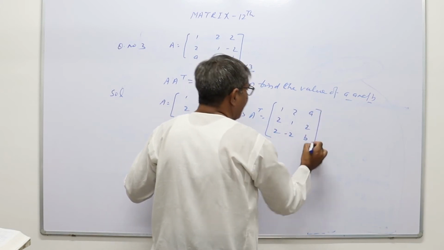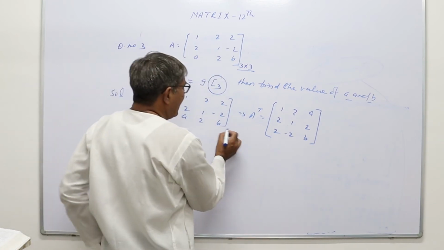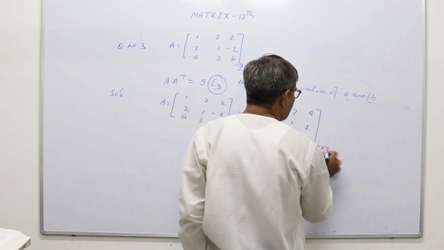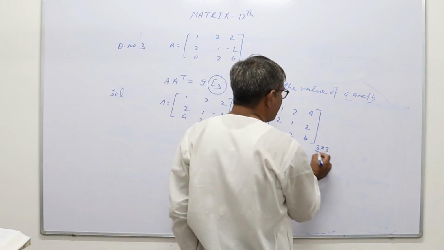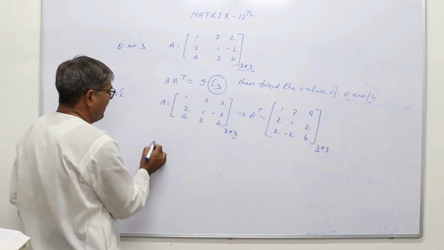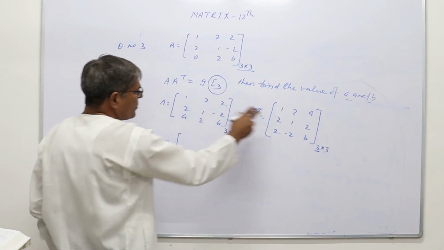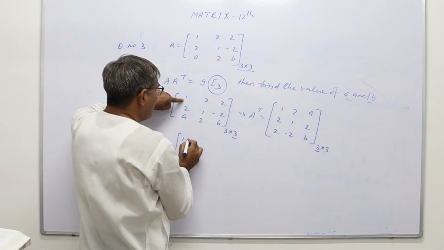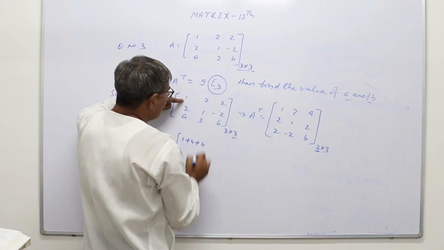This is A transpose. Now A into A transpose, order of matrix A is 3 cross 3 and A transpose is also 3 cross 3. So number of columns in the first matrix equals number of rows in the second matrix. So A into A transpose is possible. So A into A transpose. Now multiply first row with the first column. So 1 into 1, that is 1, plus 2 into 2, 4, plus 2 into 2, that is 4.